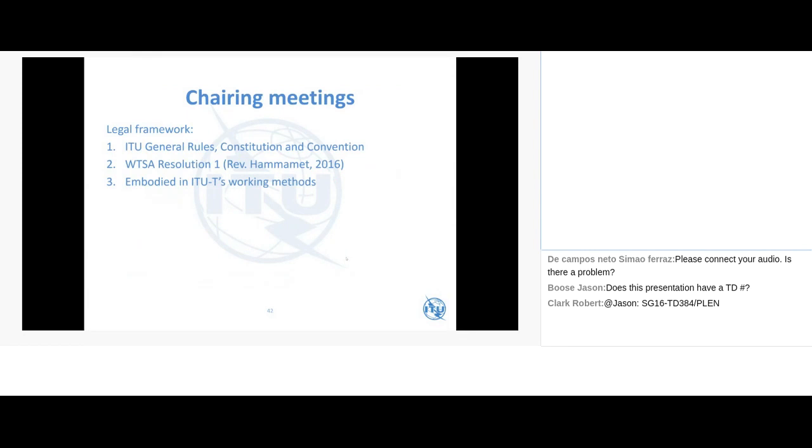But more importantly, all of these general principles and specific rules are already embodied in the working methods of ITU-T. So even if you never read any of these other documents, if you follow along with how decision making is done and you get a sense of how discussions flow, how decisions are made, how they're recorded, you'll very quickly understand the rules that are behind them. So there is this consistency between the high-level rules and their implementation. Chairing meetings is really an expression of those rules using common practice.